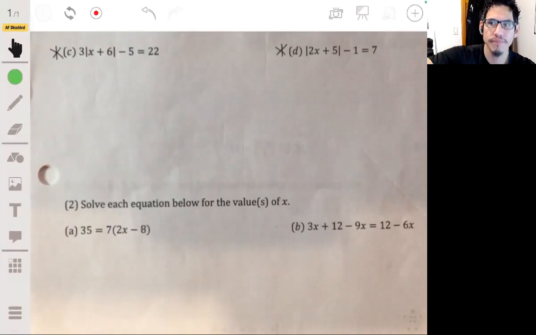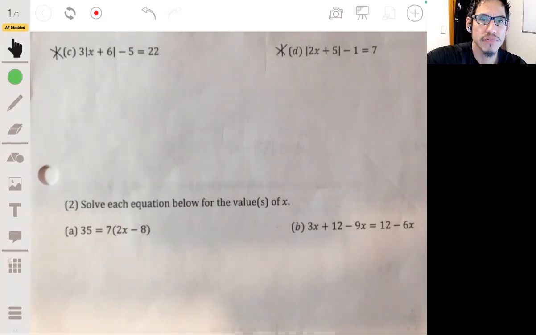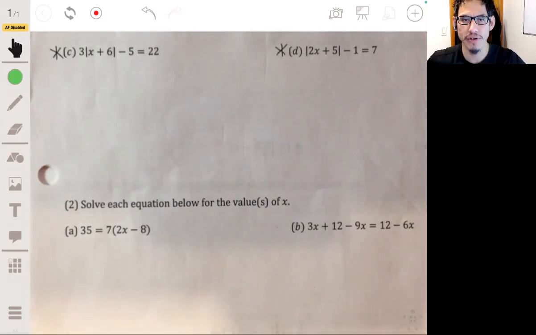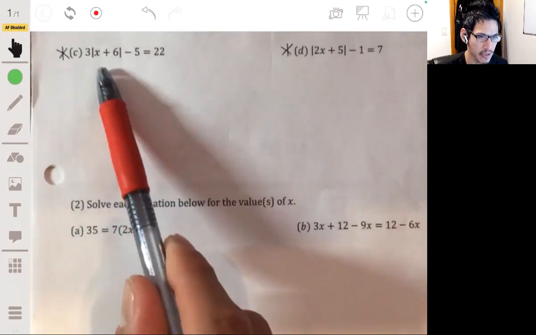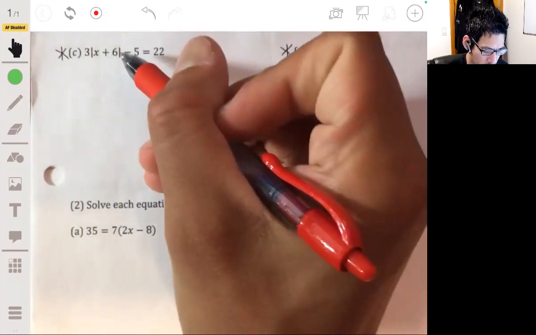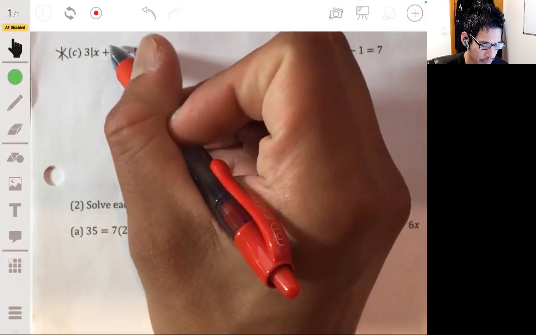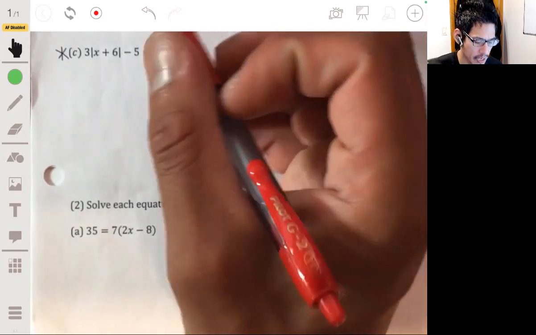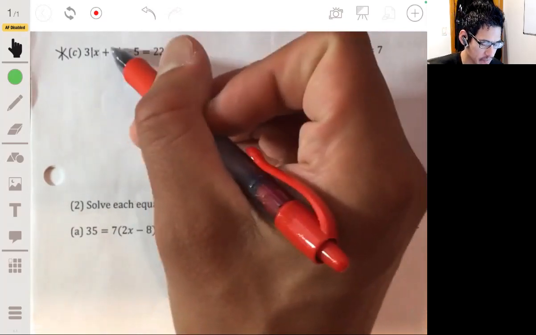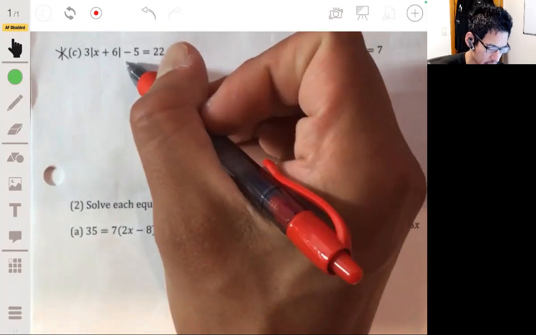Okay, now it's time to finally go over how we solve absolute value equations. So let's look at this first one here. The first thing is to make sure that you get the absolute value expression by itself, meaning let's get these vertical lines by itself on the left side of the equation.